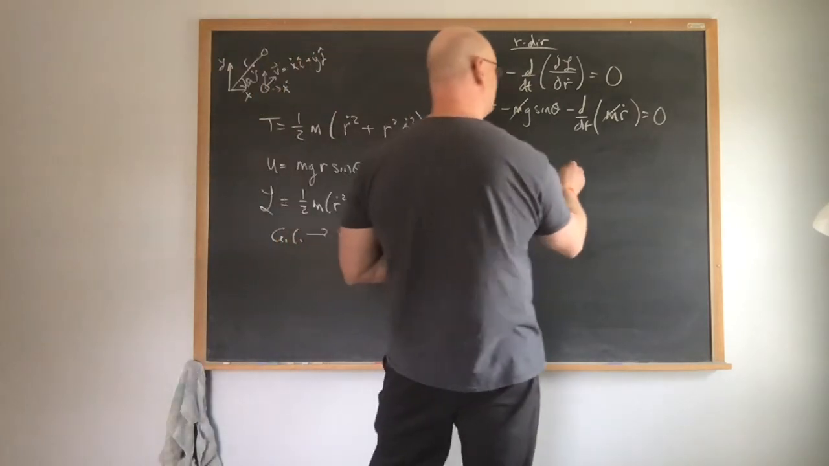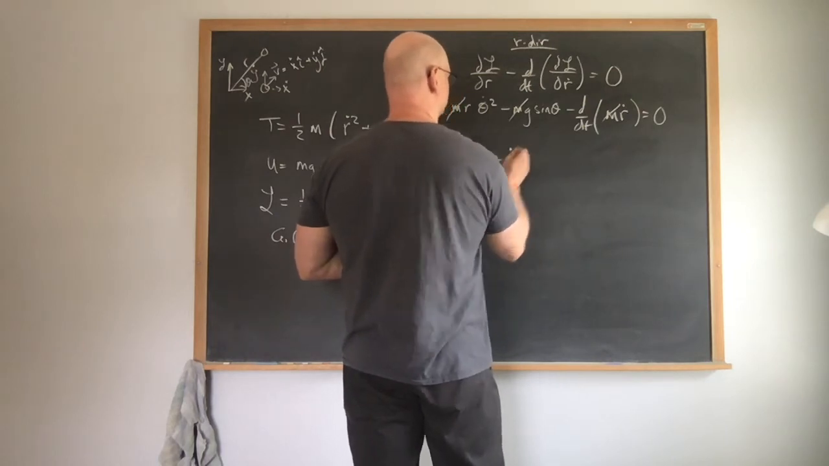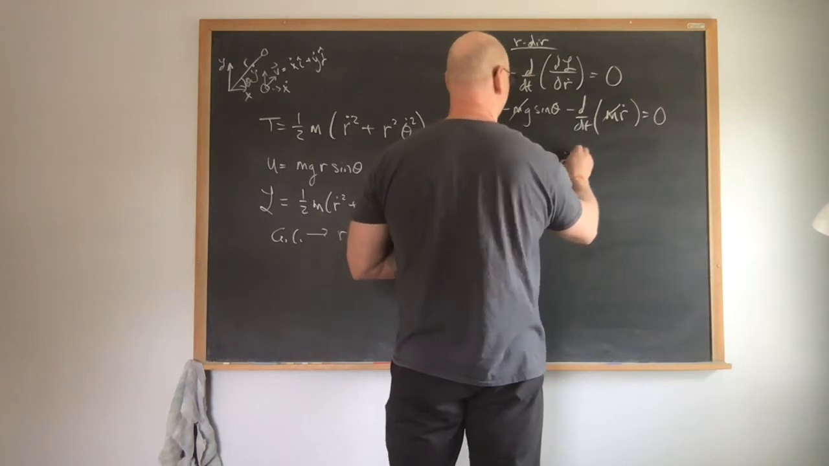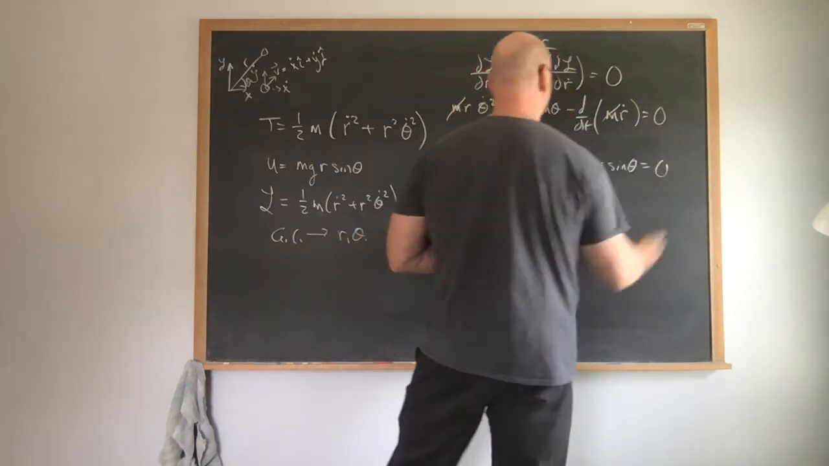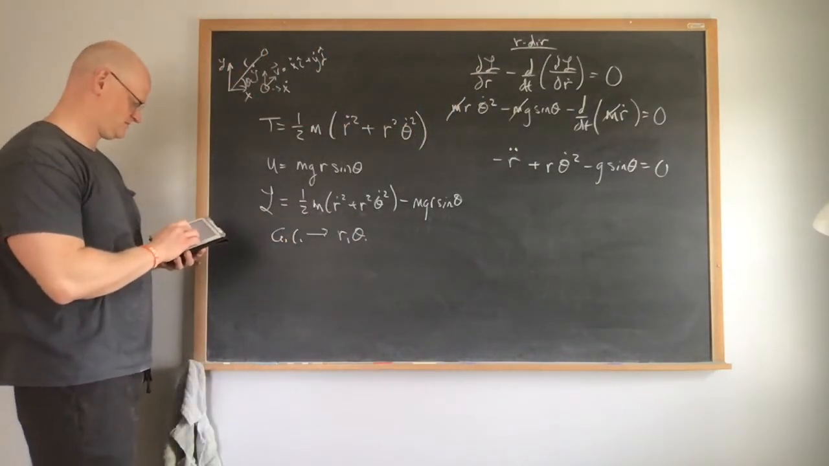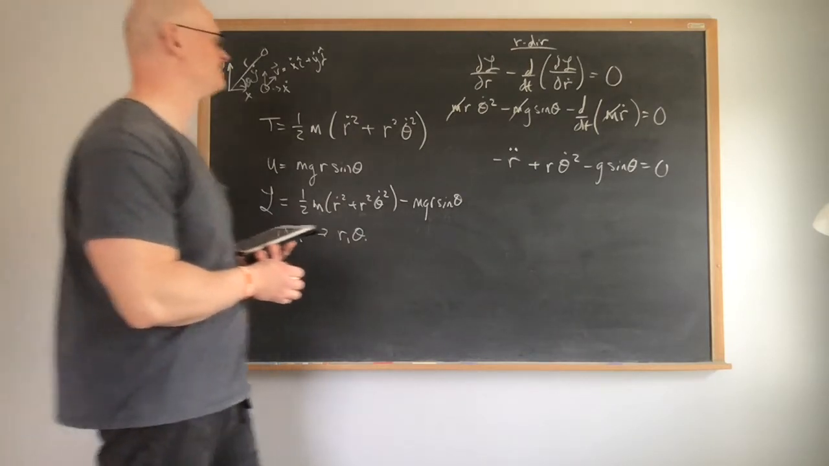So good. So finally, what I get then is what? Minus r double dot. Right? And then I get a plus r theta dot squared minus g sine of theta is equal to 0. So this is my r equation. Not very pretty, but it's my r equation.